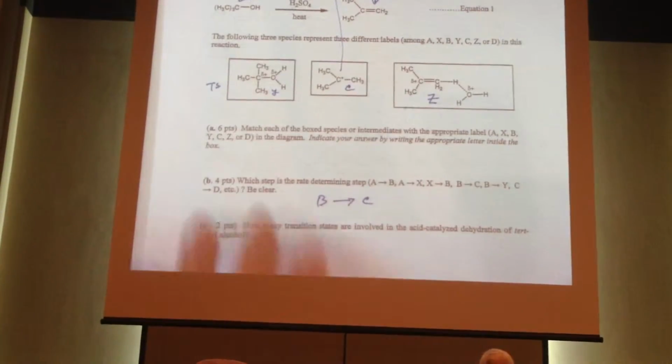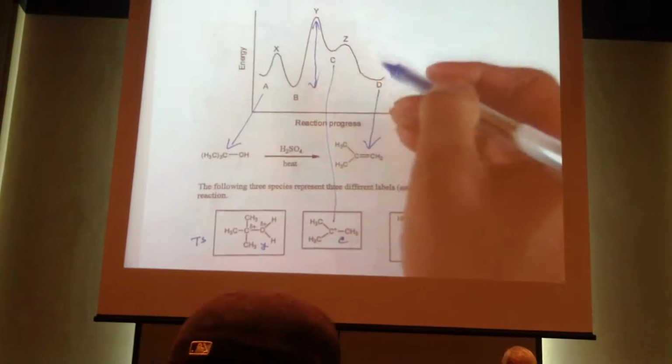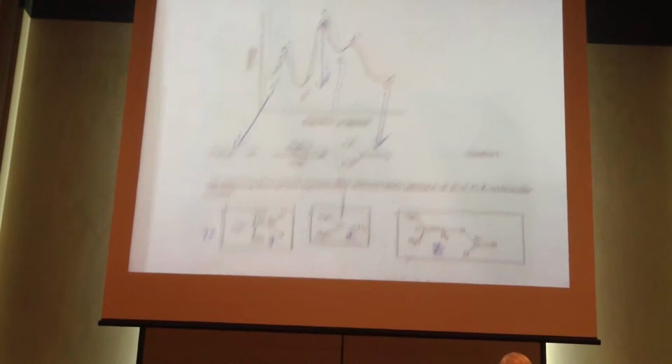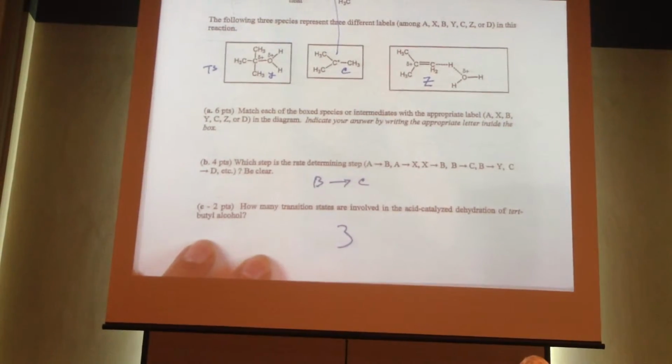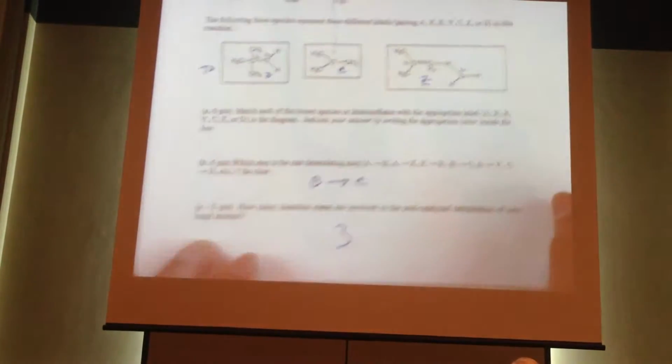How many transition states? Again, the number of hills tells you the number of transition states, X, Y, and Z. So it's 3. These are fairly straightforward questions if you recognize the pattern.